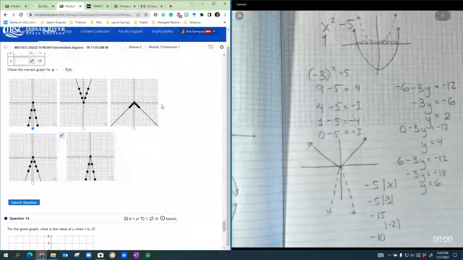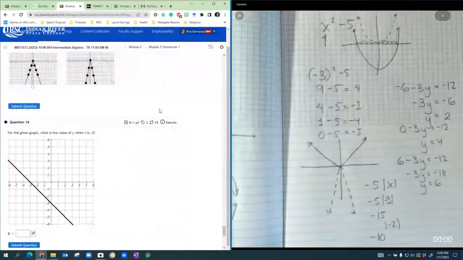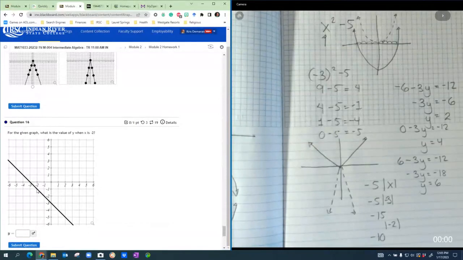So this one says, for the given graph, what is the value of y when x equals -2? So you look for -2, and the y value is right here. The y value is -1, which is right there. Because you can see where this line crosses over that point, and that's what we're interested in. So the answer is -1.